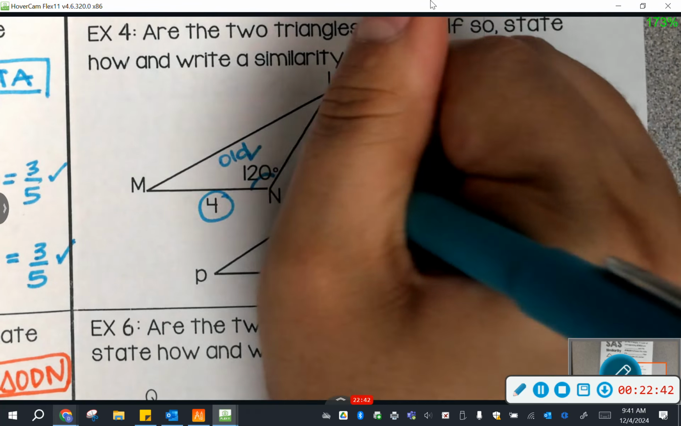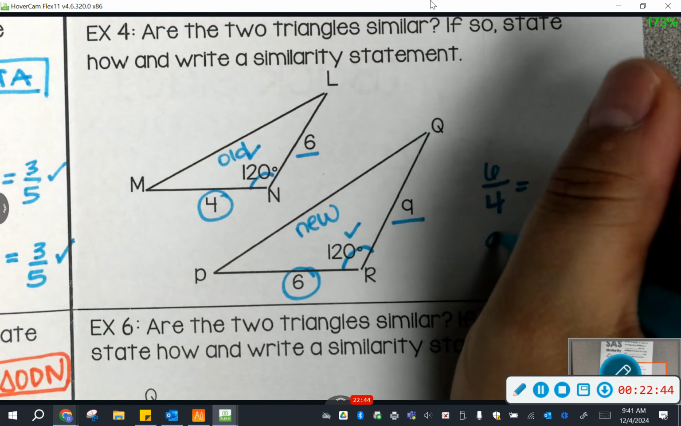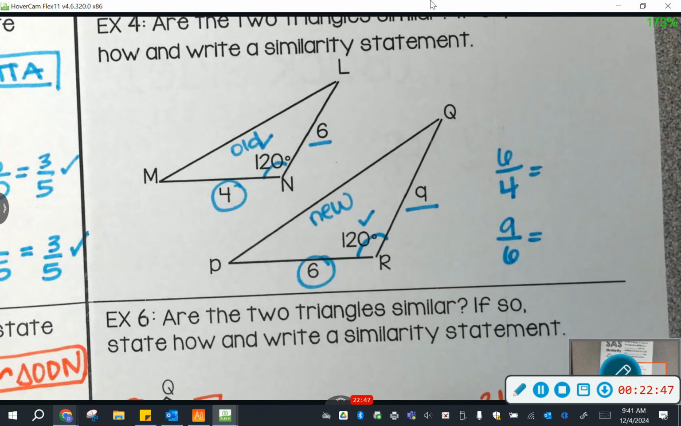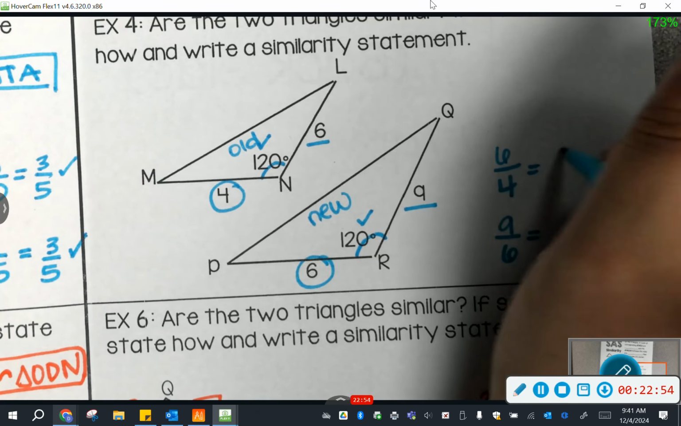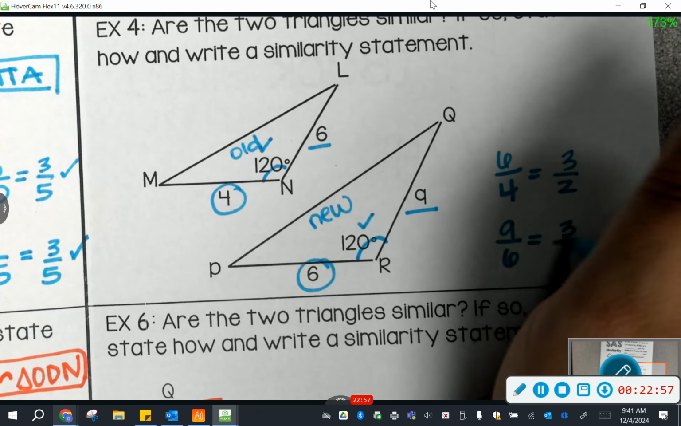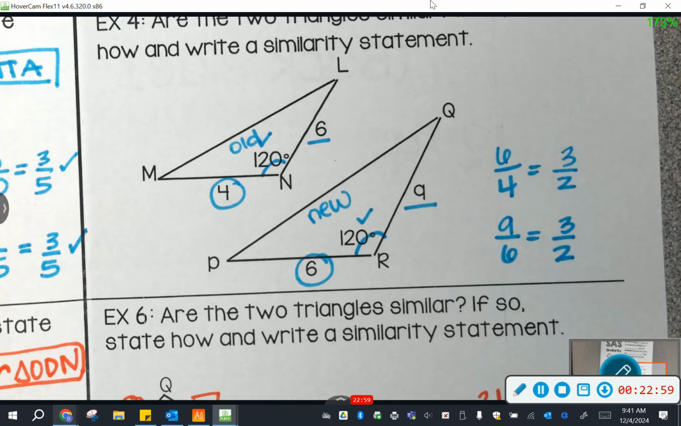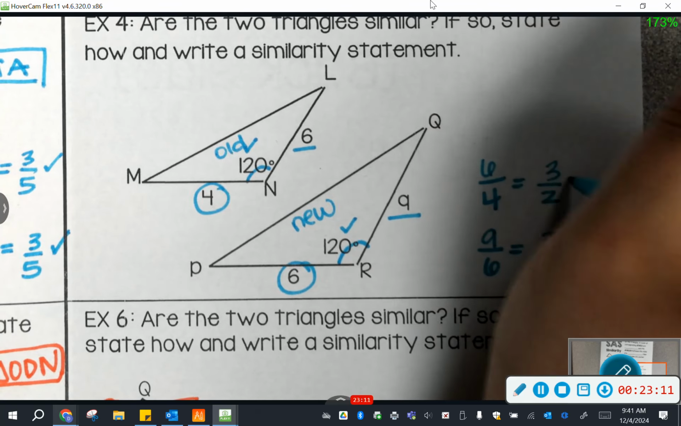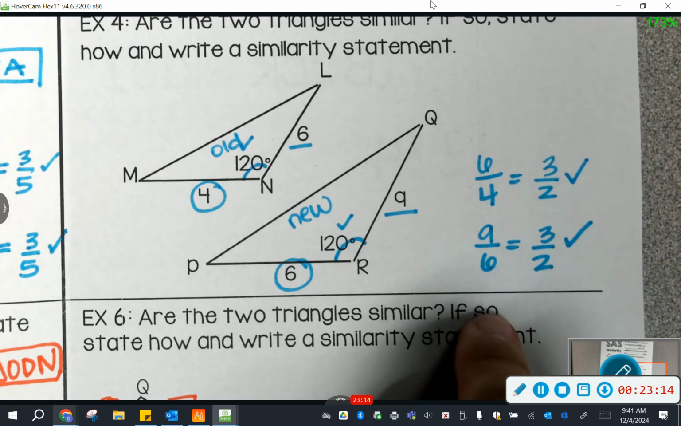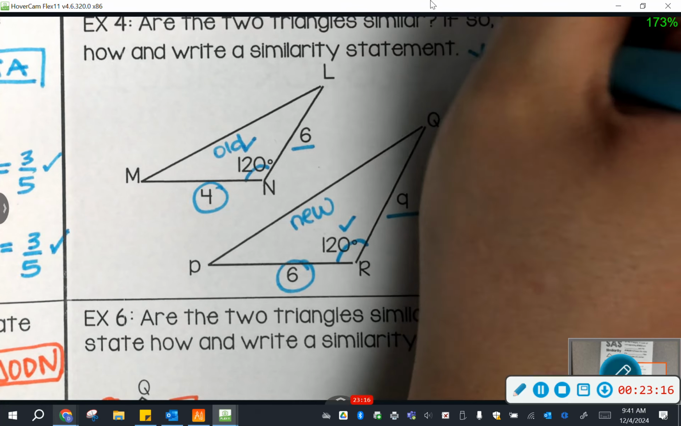How do you know the new over old? It doesn't matter how you start it. If I don't give you the starting, you can do any order you want, just as long as the corresponding ones go together. Are these similar? Yes. Did you divide the sides? Did y'all get 3 over 2? Yeah. So yes by what?